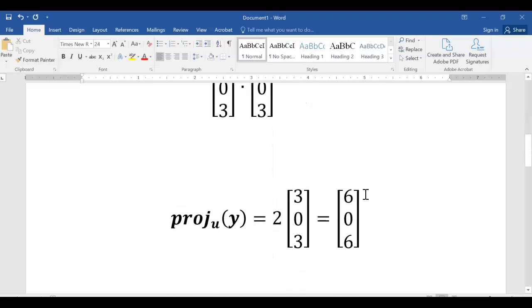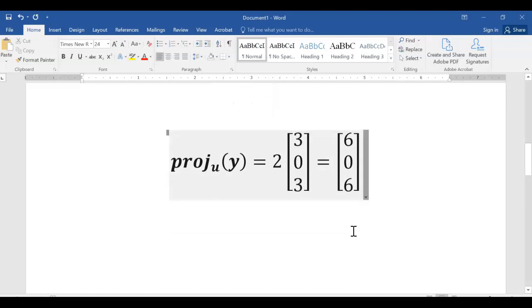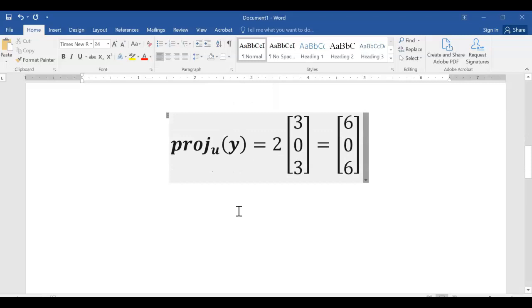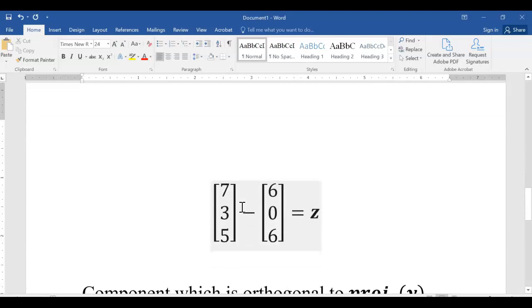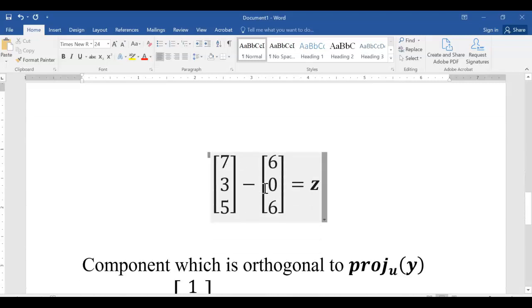So that means my projection of y onto u is going to be (6, 0, 6). Just scalar 2 multiplied times (3, 0, 3) as my vector gives me (6, 0, 6). So that's the projection, (6, 0, 6). Now if I want to find the component that's orthogonal, I just take (7, 3, 5) and subtract that (6, 0, 6). That'll give me the z.